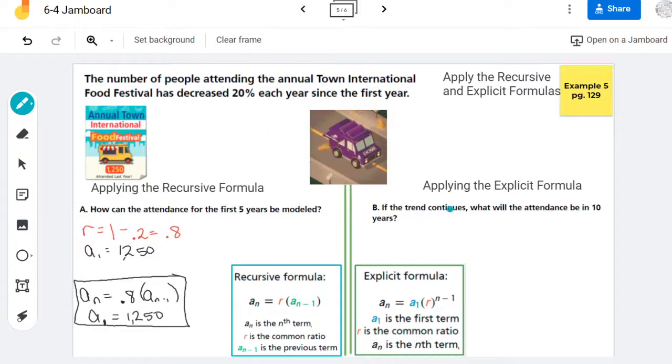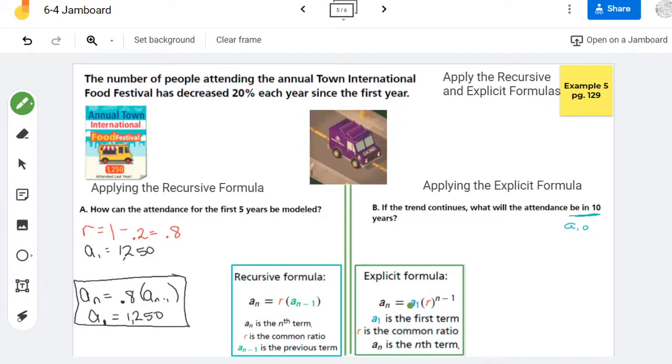Alright, so the explicit formula says if the trend continues, what is the attendance going to be in 10 years? Okay, so this is asking us to find a sub 10. So I could go through using this recursive formula, and I can apply it 10 times in a row if I really wanted to. But that's kind of annoying, right? That's a lot of effort. So instead, I'm going to use the information I've already found, and change this to an explicit formula. And that explicit formula is what I'm going to use to find a sub 10.